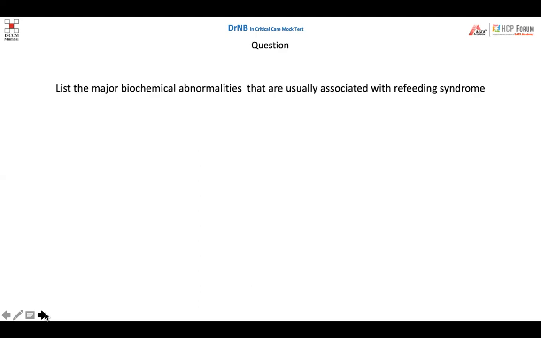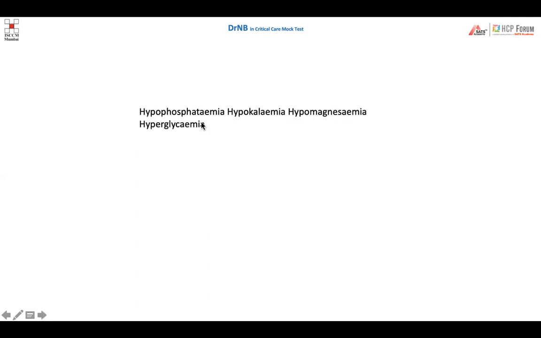List of major biochemical abnormalities that are usually associated with refeeding syndrome. In refeeding syndrome, what we often see is a drop in most of the electrolytes, that is phosphorus, potassium, and magnesium. These are the three electrolytes which are affected, which go down, and there is increased glucose, that is hyperglycemia.